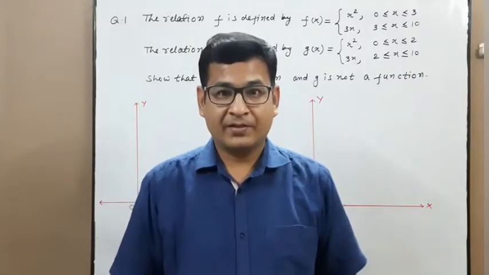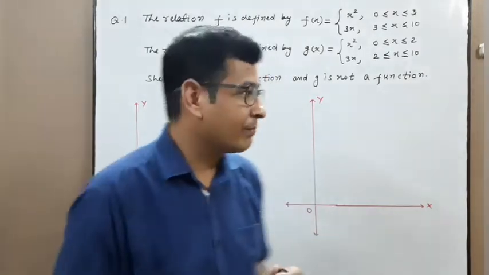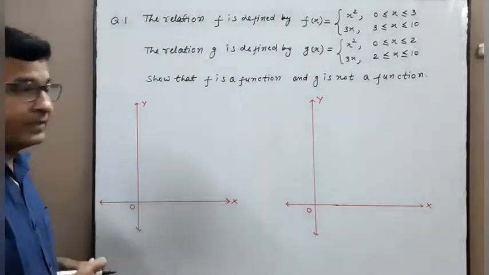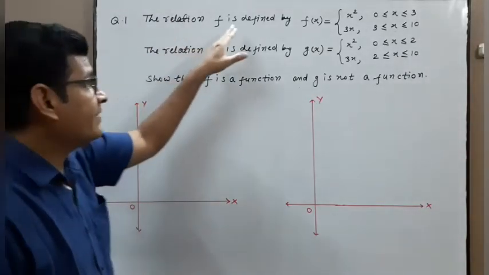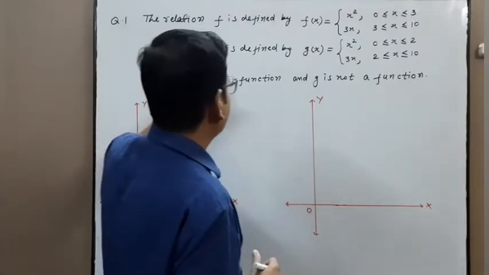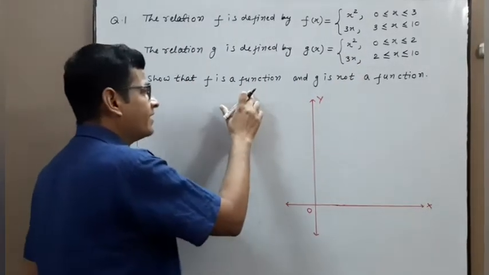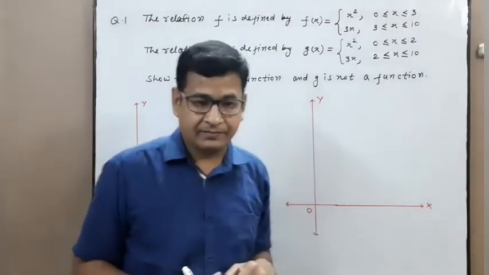Hello students, today we are going to discuss extra problems on functions. Problem number 1. The relation f is defined by f(x) equal to this. The relation g is defined by g(x) equal to this. Show that f is a function and g is not a function.